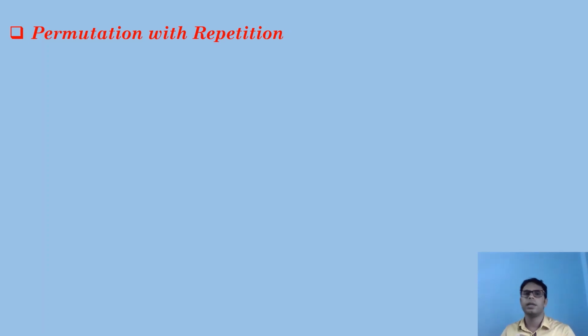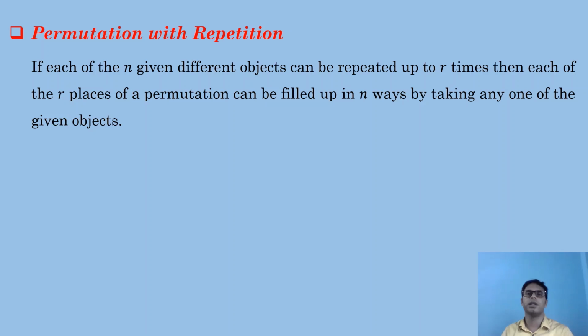So what will be the effect of the word repetition in permutation? First of all, I am writing this topic here, you write in your copy also. Here, you have n number of given different objects and repeated up to r times. That is, this time also you are taking r at a time, but you can reuse the objects. So since you are taking r objects and you can repeat the objects, that means one object can be repeated r number of times.